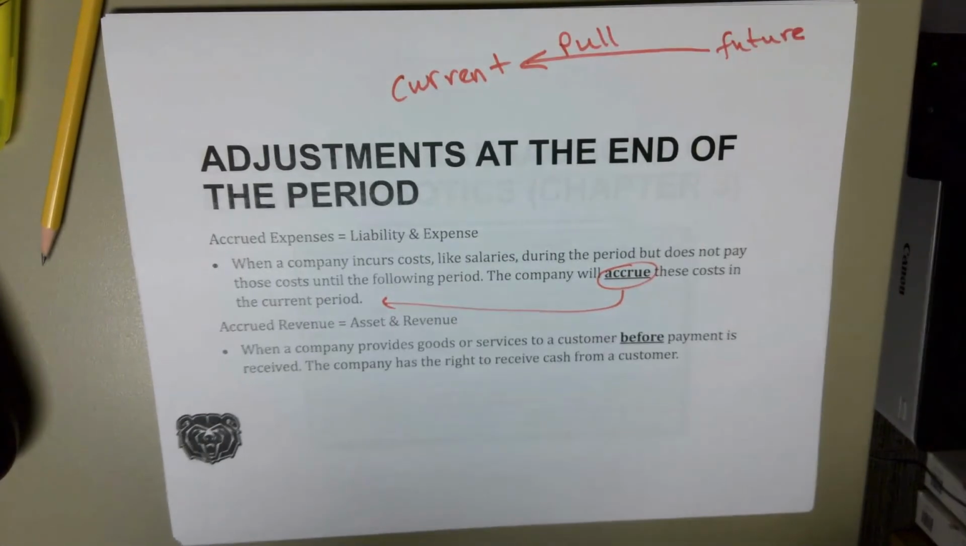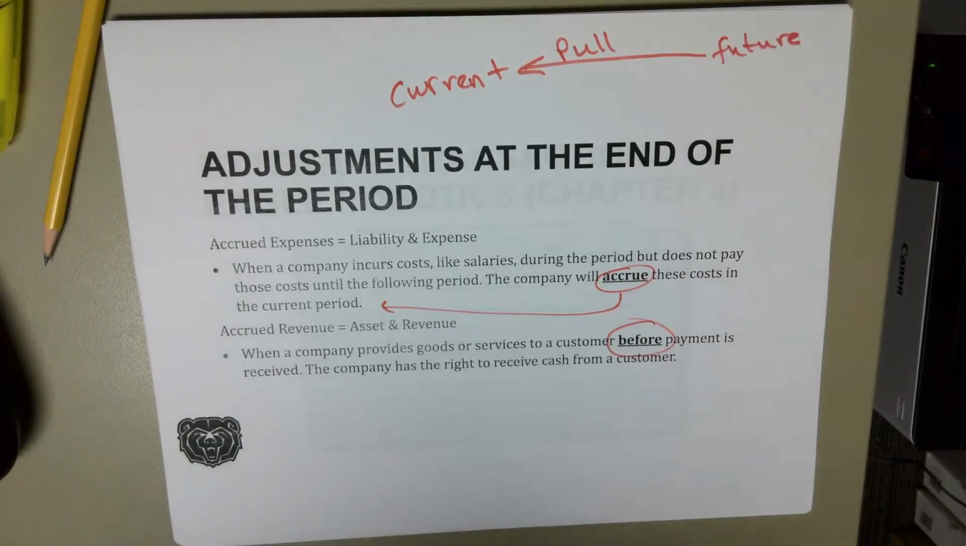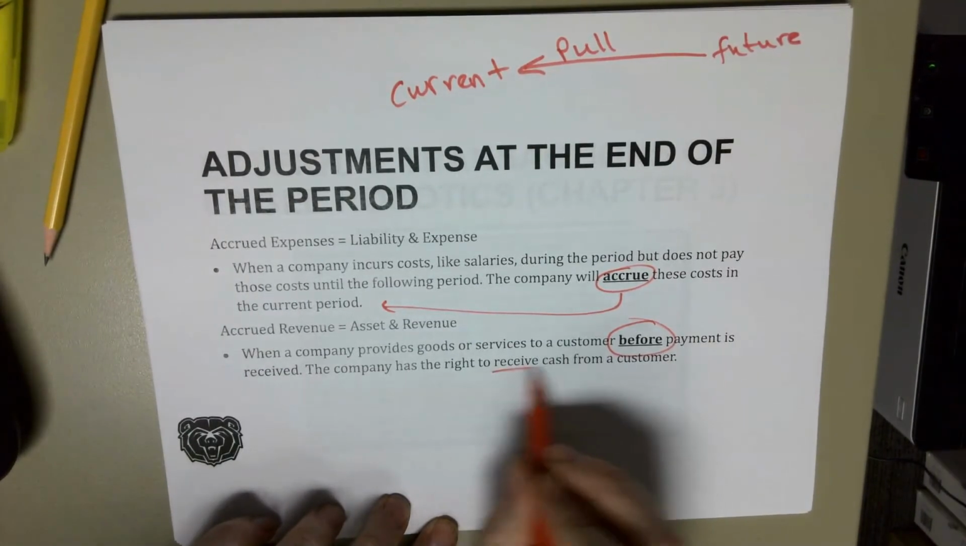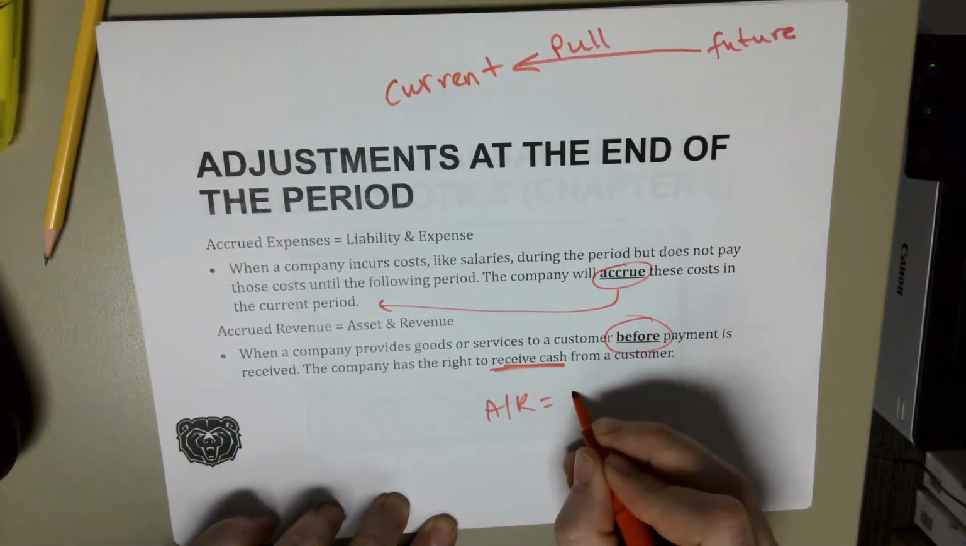Accrued revenues, the same thing. This is when we provide the good to the customer, or we provide the service to the customer before the payment is actually received. Okay, we have the right to receive cash from that customer. Okay, and we're going to record AR as the amount we're owed, right?